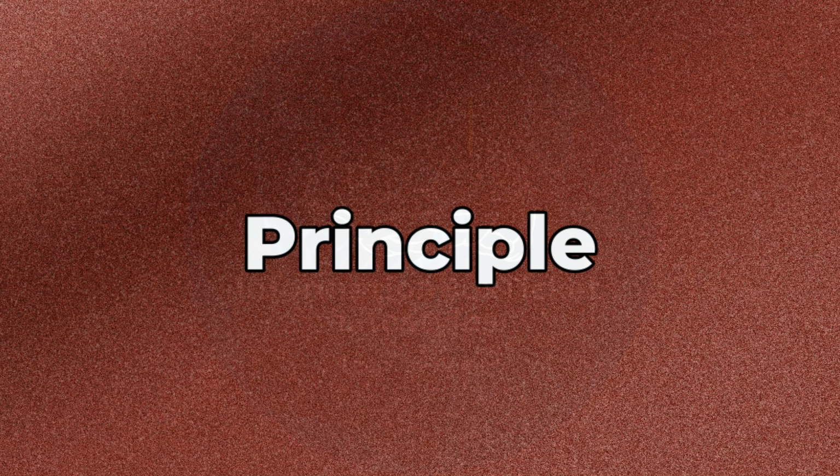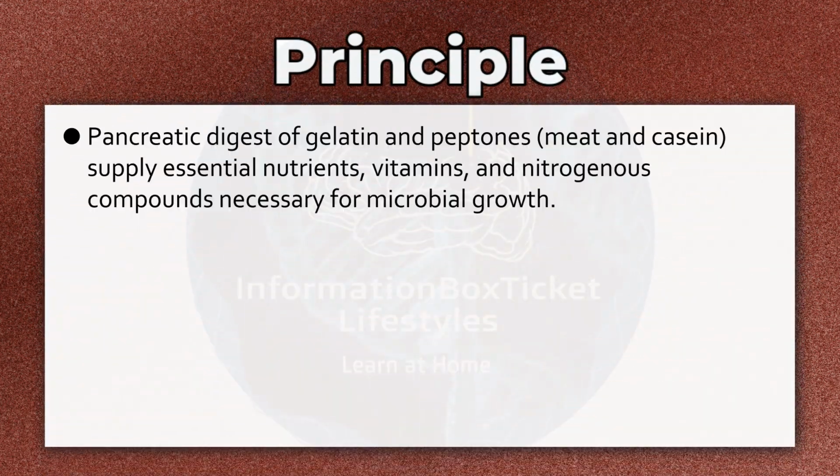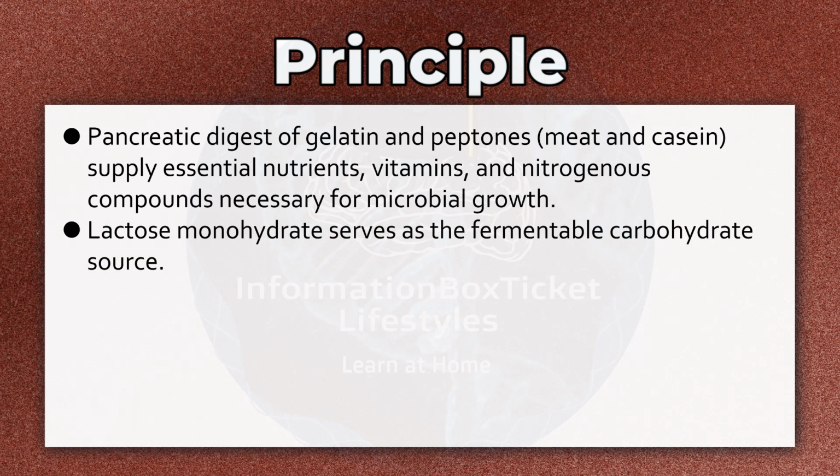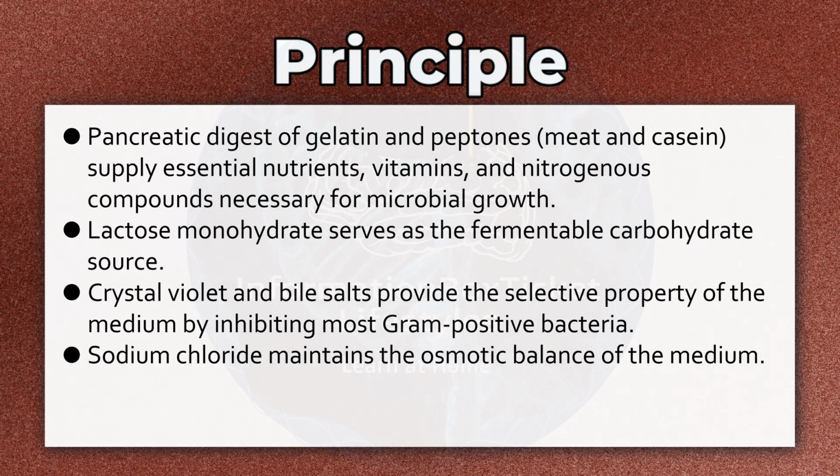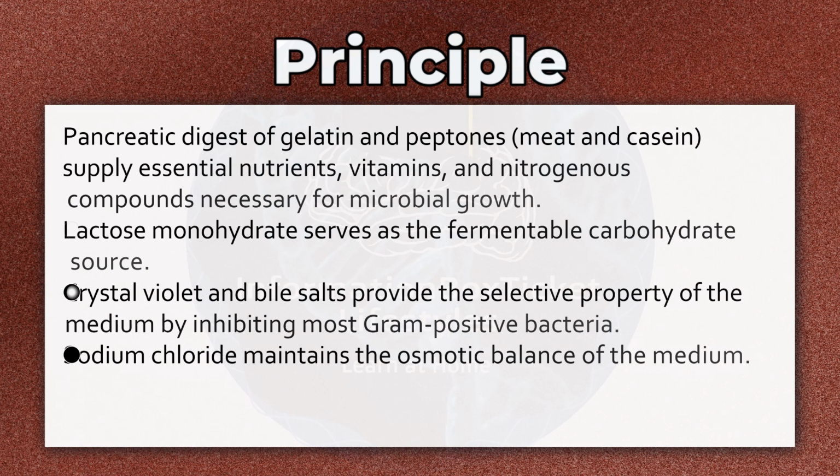Principle of MacConkey Agar. Pancreatic digest of gelatin and peptones, meat and casein, supply essential nutrients, vitamins, and nitrogenous compounds necessary for microbial growth. Lactose monohydrate serves as the fermentable carbohydrate source. Crystal violet and bile salts provide the selective property of the medium by inhibiting most gram-positive bacteria. Sodium chloride maintains the osmotic balance of the medium.